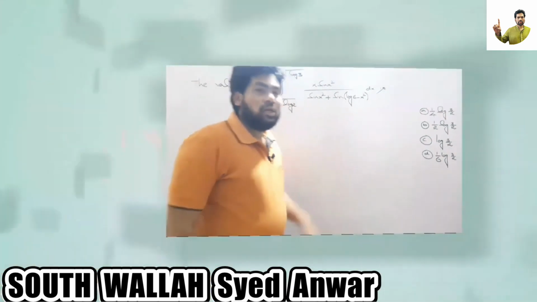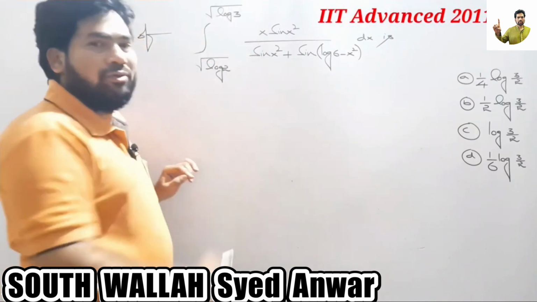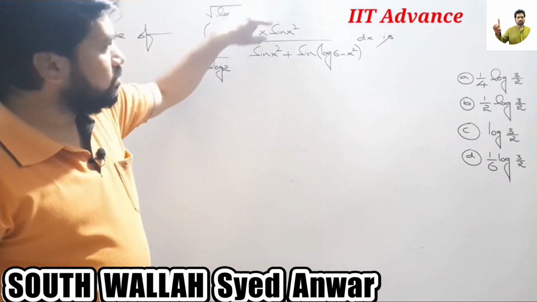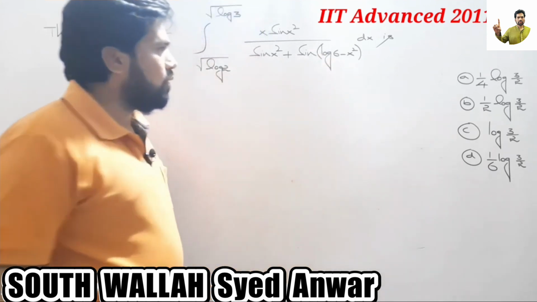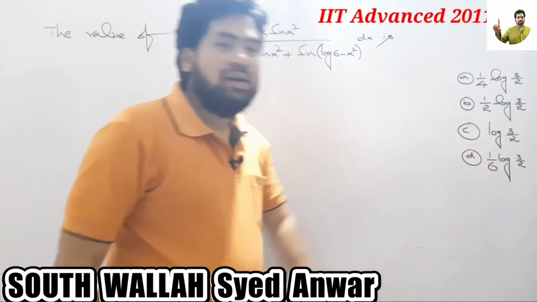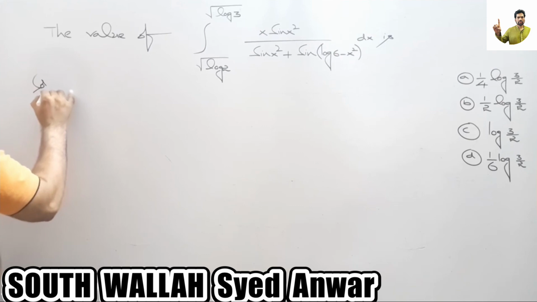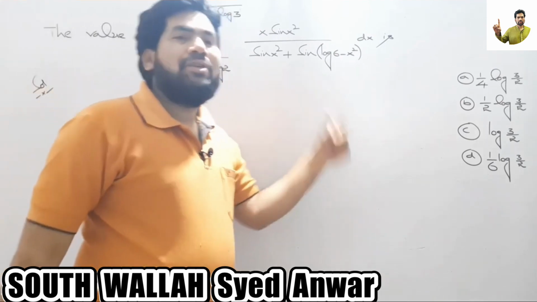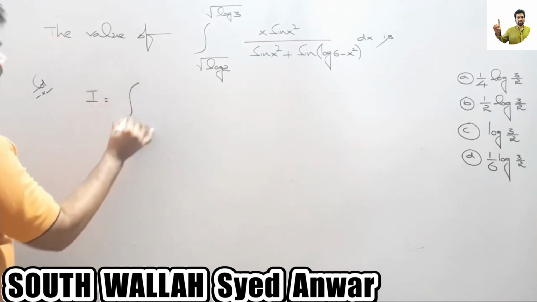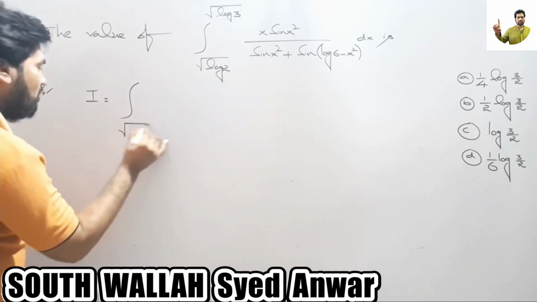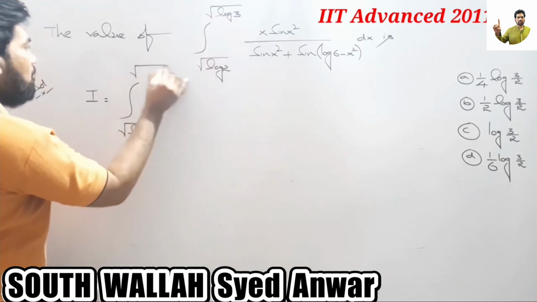Now let us discuss another question. The value of the integral from root of log 2 to root of log 3 of x into sin x square upon sin x square plus sin of (log 6 minus x square) dx is: these are the 4 options. We'll see the solution for this question. First of all, let this be denoted by capital I. So capital I is equal to the integral, where the lower limit is root of log 2 and the upper limit is root of log 3.